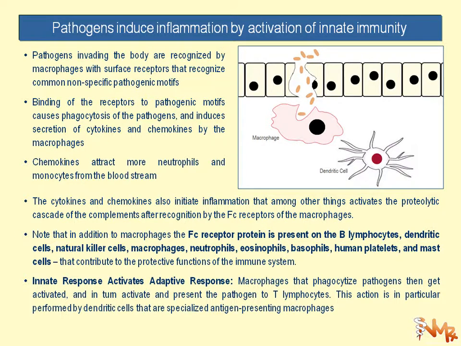Innate response now activates adaptive response. So innate cells are the link between the site of intrusion of the pathogens and the adaptive immune system. Macrophages that phagocytize pathogens then get activated, and in turn activate and present the pathogen to T lymphocytes. This action is in particular performed by dendritic cells that are specialized antigen presenting macrophages, or antigen presenting cells.